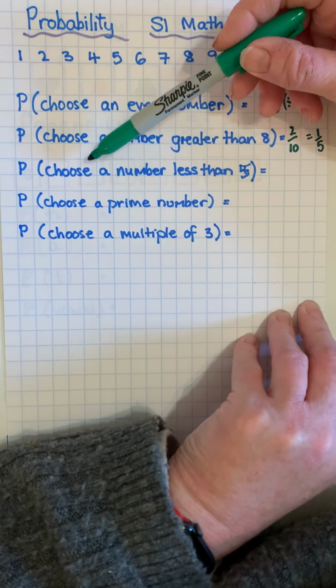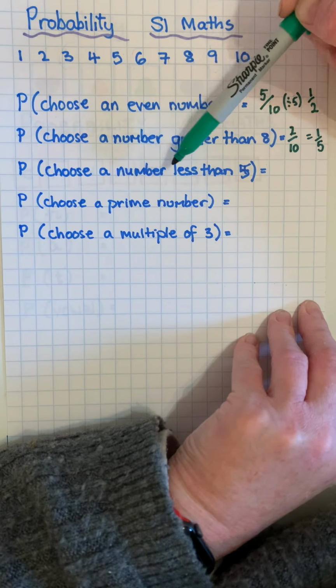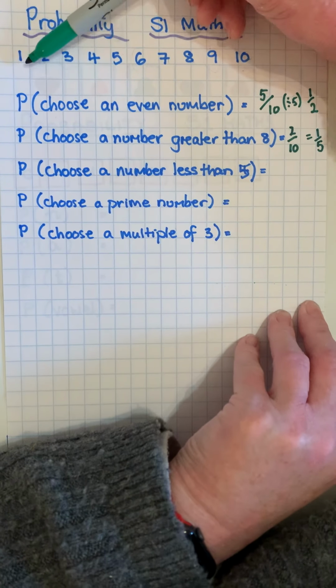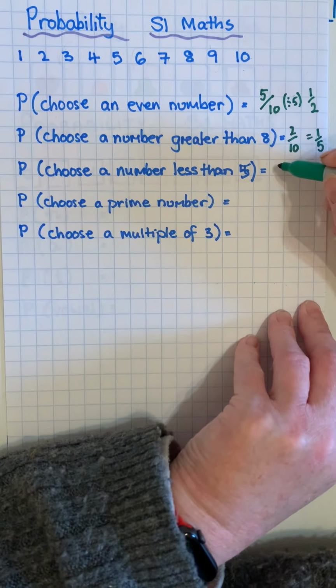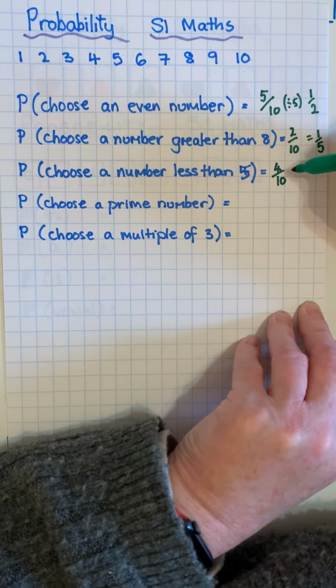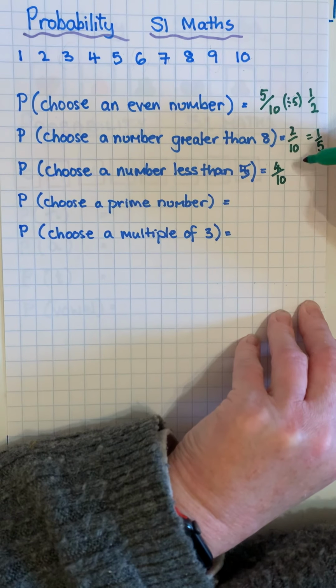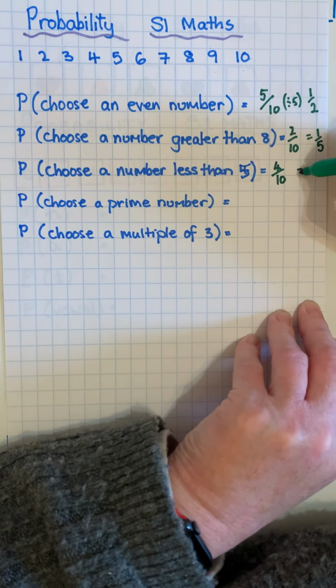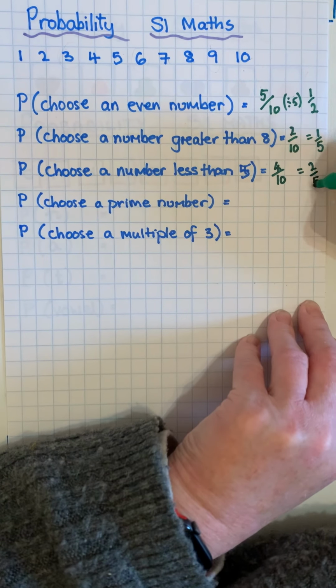Next one, what is the probability I will choose a number less than 5? So there are 1, 2, 3, 4 numbers that are less than 5. 4 out of 10. Again, 4 and 10 have a common factor of 2. So I divide them by 2, I will get 2/5.